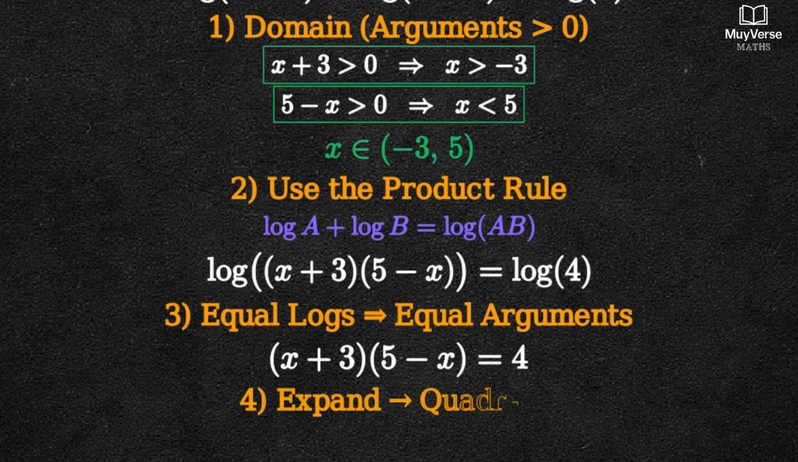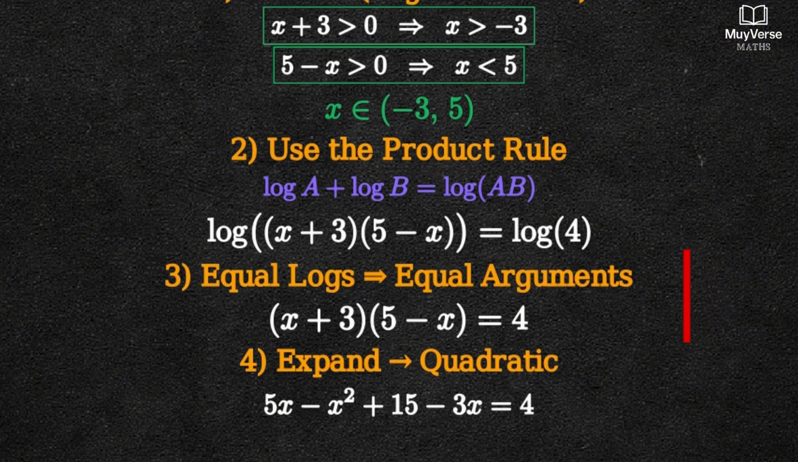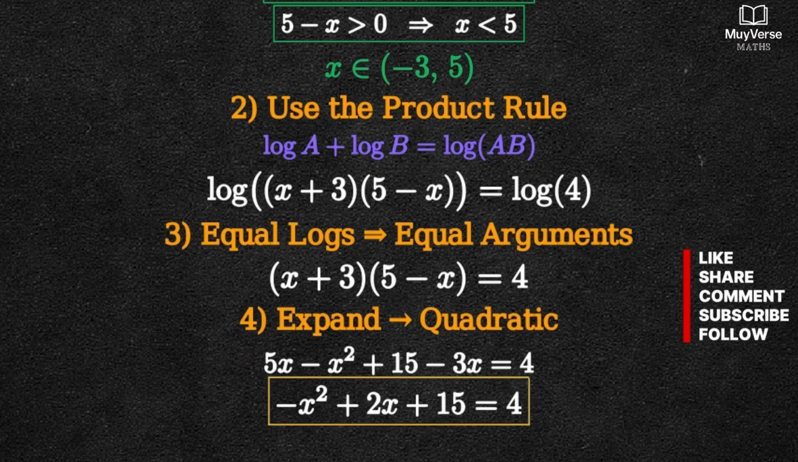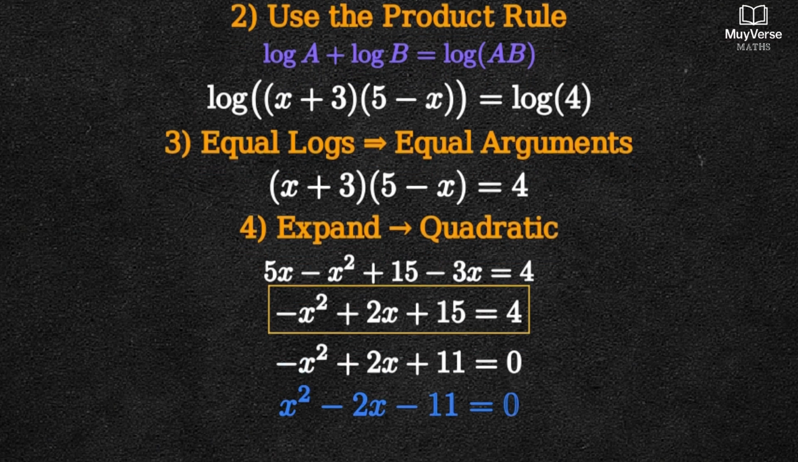Step 4. Expand and rearrange into a standard quadratic. Multiply using FOIL: 5x minus x squared plus 15 minus 3x. That simplifies to negative x squared plus 2x plus 15 equals 4. Subtract 4 on both sides to get negative x squared plus 2x plus 11 equals 0. Multiply by negative 1 to make the leading term positive: x squared minus 2x minus 11 equals 0.